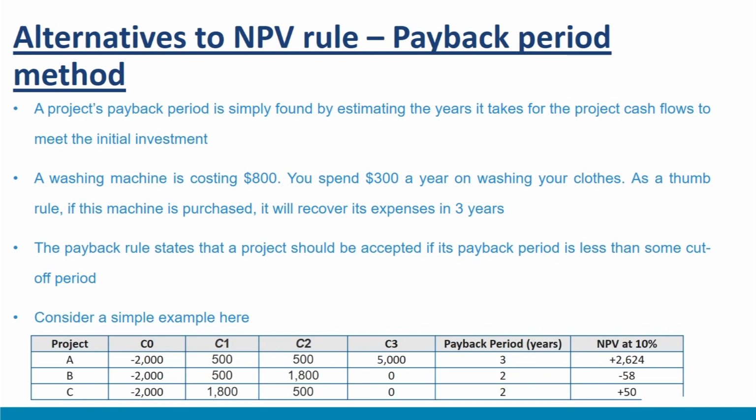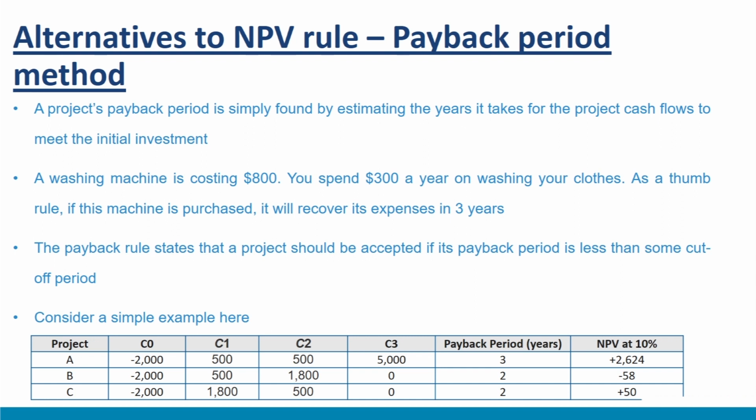Alternatives to NPV rule. Payback period method. In this video, we'll discuss the pros and cons of the payback period method. A project's payback period is simply found by estimating the years it takes for the project cash flows to meet the initial investment. For example, a washing machine is costing $1000. You spend $300 a year on washing your clothes. As a thumb rule, if this machine is purchased, it will recover its expenses in 3 years.